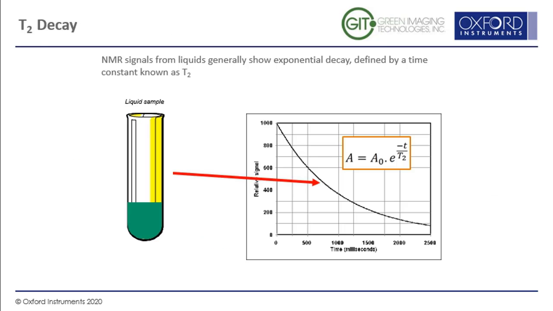Let's start by looking at how we generate NMR signals from rock core samples, and then how we use them. When we excite a liquid sample with a radio frequency pulse or series of pulses, the NMR signal we see coming back from the sample is generally an exponential decay, governed by a characteristic time constant called T2. T2 depends on the nature of the liquid and to some extent on its environment. Free fluids, for example, generally have longer T2s than bound fluids.